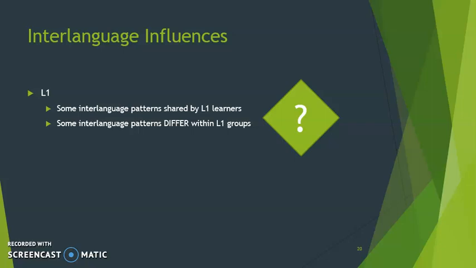Okay, so just to recap, if you claim that L1 is driving a particular pattern in the interlanguage, we would expect all learners with that same L1 to have that same error. And at the same time, we would expect learners of English that come from a different language background would not have that same pattern, right? Both of those conditions would be required in order to claim that the L1 is probably driving that pattern.